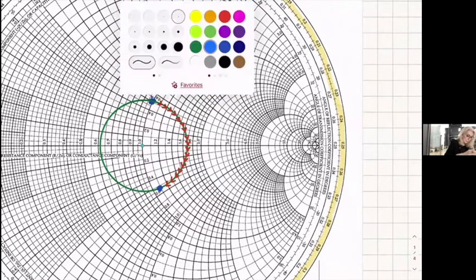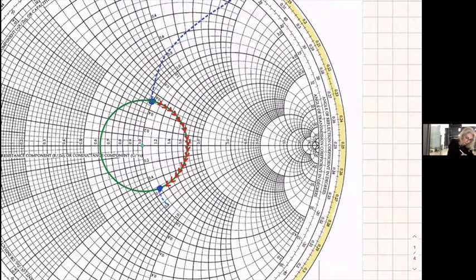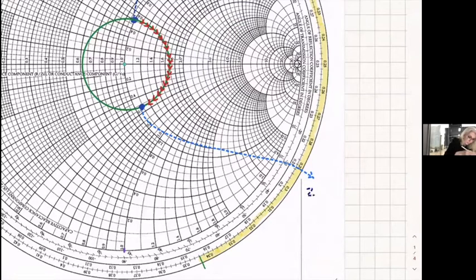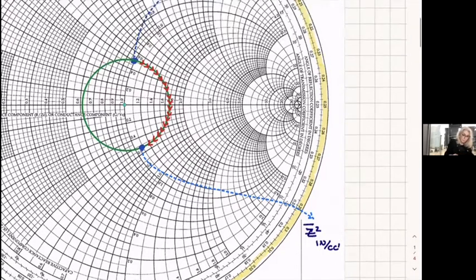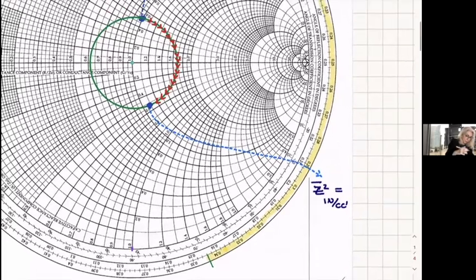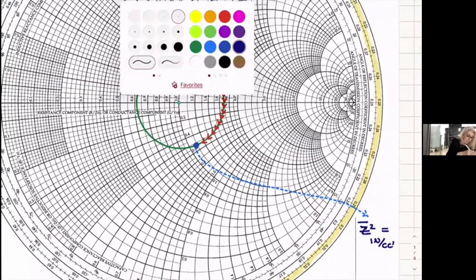So practically, I can do this and then bring it here. So this is my input impedance. And I will write it. This is Z, not this one. So here, this is Z2 input at CC prime, and it's normalized, obviously. Okay? Now I will read it to find out how much it is. All right, how do I find the readings, the real and imaginary part? I will do the same thing again here.